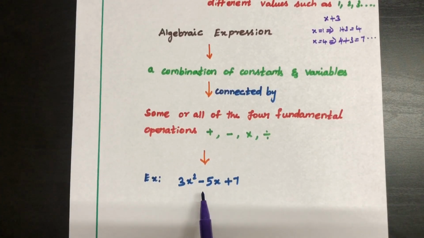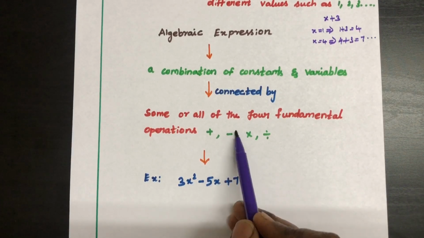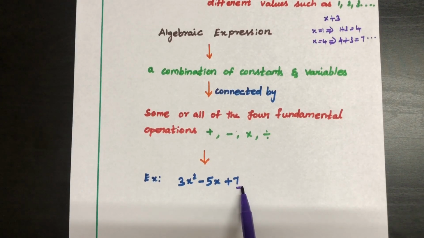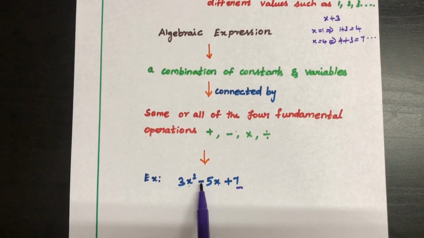3x square minus 5x plus 7. 3 is the constant. X square is the variable. Minus, we are using the symbol. 5 into x plus 7. See, this is purely constant, right? This is the constant. This is the variable. So, combination of constants and variables connected by the symbol plus or minus.